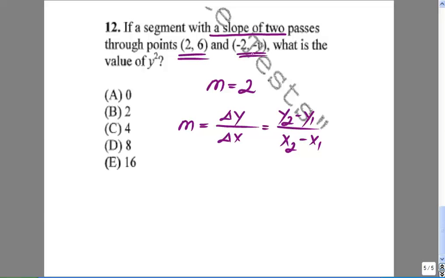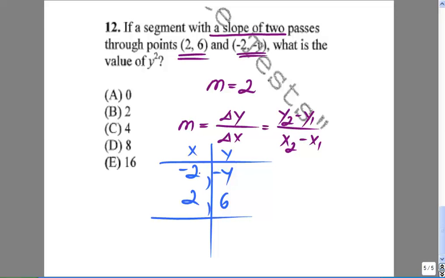Moving on to the coordinates here. I'm going to write the second one first: (-2, -y), and the other one will be (2, 6). I like to stack them whenever I'm talking about slope. I'd like to see you guys writing your coordinates one on top of the other. This is the x column, that's the y column. It really doesn't matter which one you consider to be x1, y1, and x2, y2. That's up to you.